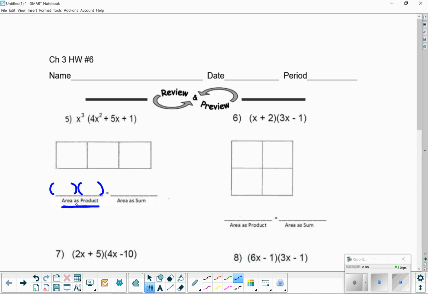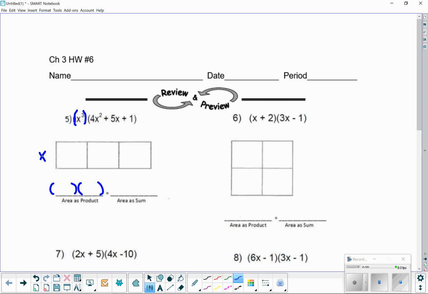Okay, so they wrote it backwards. And area as a sum is basically the stuff that's on the inside. Because we're a little short on space, I'm going to be putting my length along the top. So when I'm going to do this, I'm going to write my area as a product. Notice how we have x to the third. That's the only thing by itself. So that right there is going to go on the side.